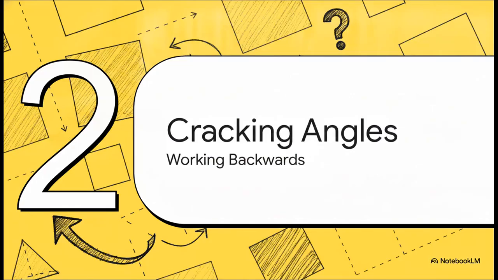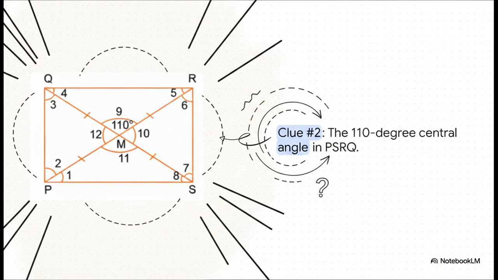Moving right along to Section 2, cracking rectangle angles working backwards. But what if we completely flip the script? Let's consider rectangle PSRQ. Our starting clue is completely different this time around. We don't have a nice, neat corner angle. Instead, our only piece of evidence is sitting right dead in the middle. Central angle 9 is 110 degrees. So the question now is, how do we work backwards from the center to find the outer corners?